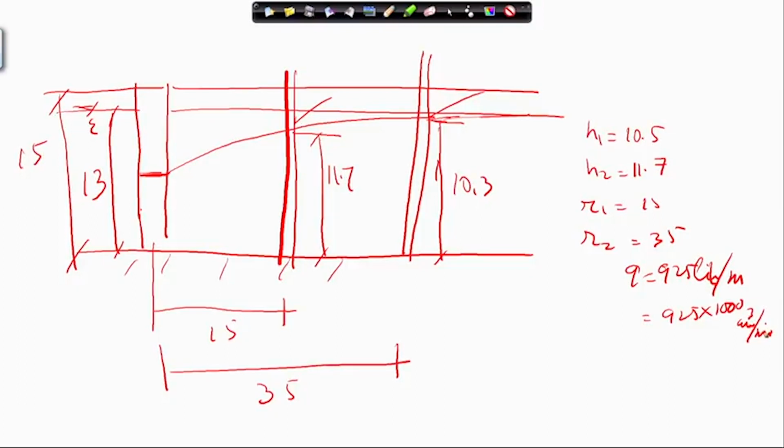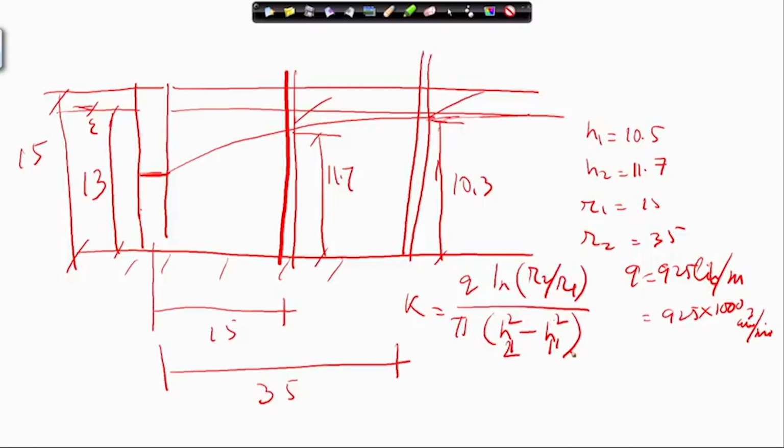And if I do that, then our expression is K equal to Q into ln R2 by R1, divided by pi into H2 square minus H1 square. So, all the values are given here. If I substitute in this equation, finally, we will get a permeability value equal to 0.0156 centimeter per second.